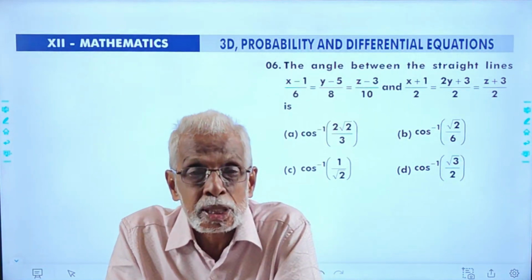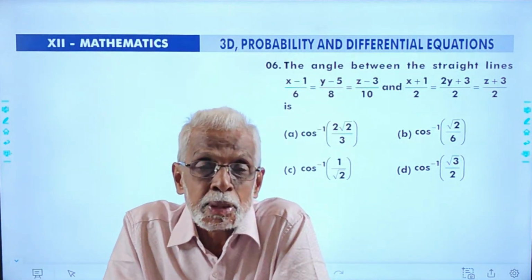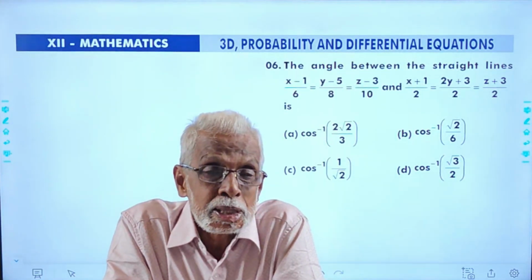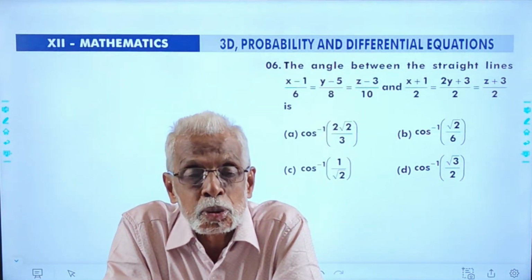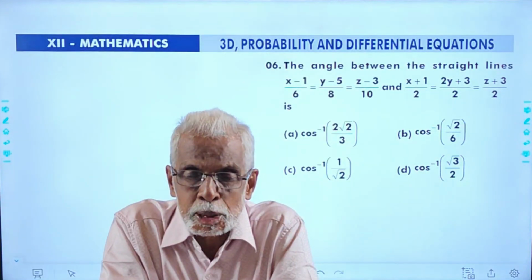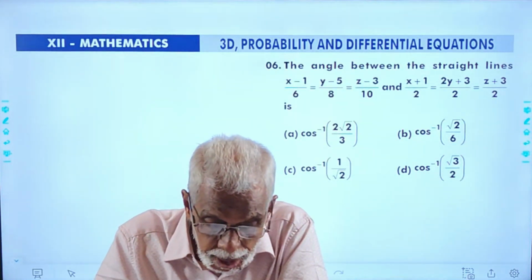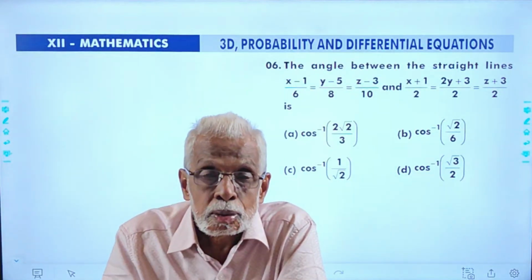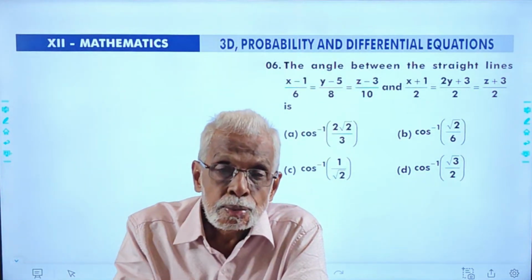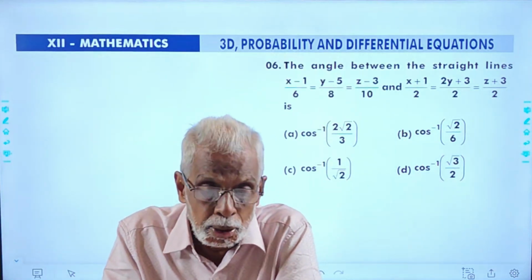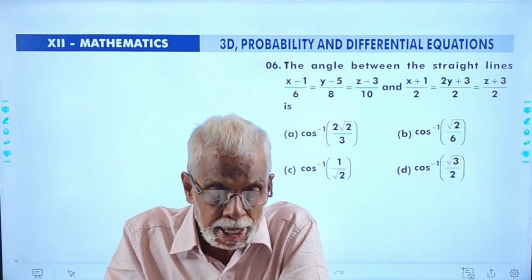Applying the direction ratios in the formula, cos theta is (a1a2 plus b1b2 plus c1c2) by root of (a1 square plus b1 square plus c1 square) into root of (a2 square plus b2 square plus c2 square). We get cos theta is 2 root 2 by 3, or theta is cos inverse 2 root 2 by 3.